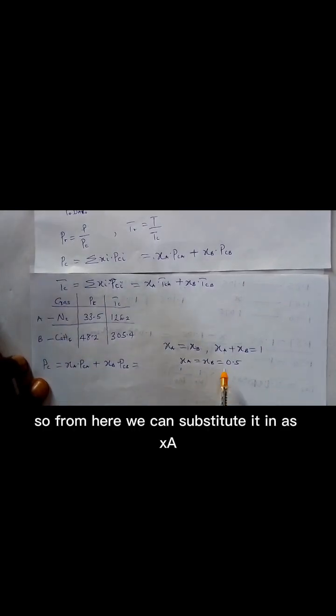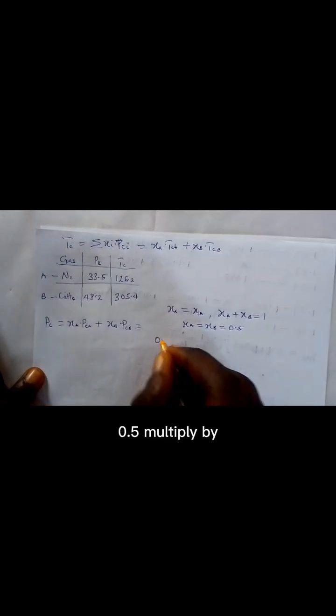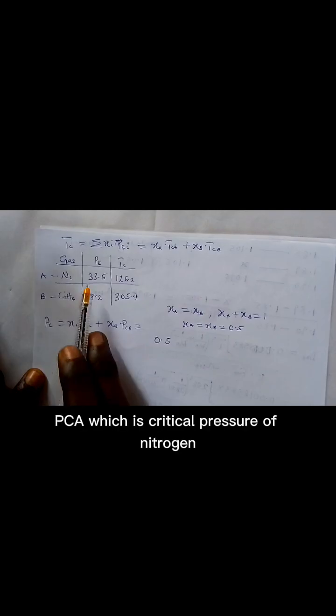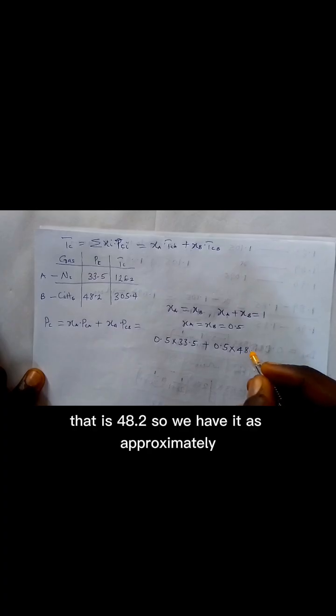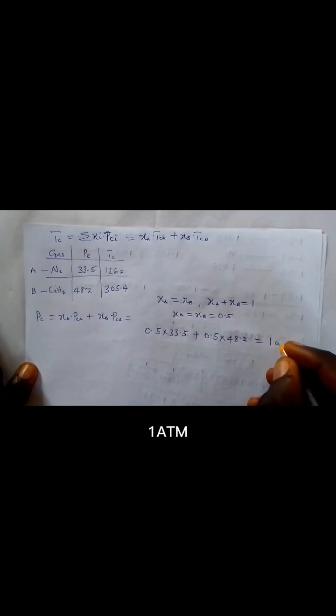So from here we can substitute it in. That is XA, which is 0.5, multiplied by PCA, which is the critical pressure of nitrogen, 33.5, plus XB, which is 0.5, multiplied by the critical pressure of ethane, that is 48.2. So we have it as approximately 1 atm.